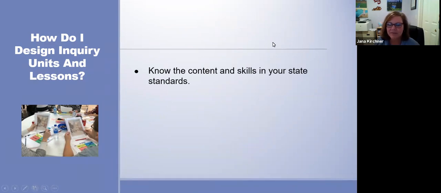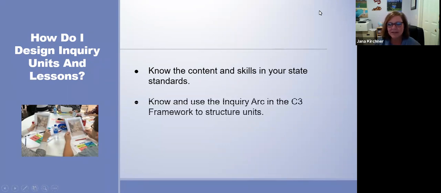And so I would say, before you even get started, this is the basic: you have to know your content and skills in your state standards. We're all coming from different states, and they might be called inquiry practices, social studies skills, or literacy skills. Every state has a little bit different version of what they name them.